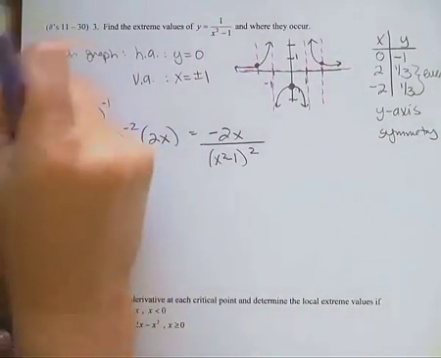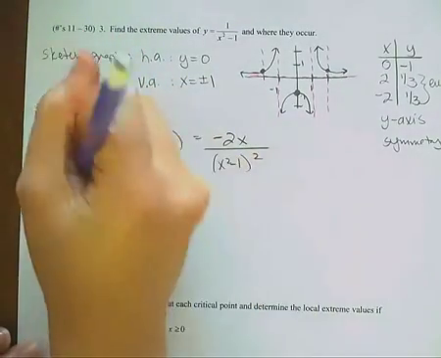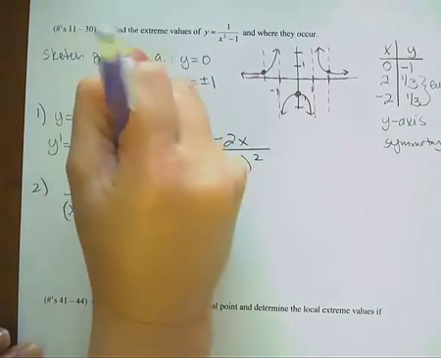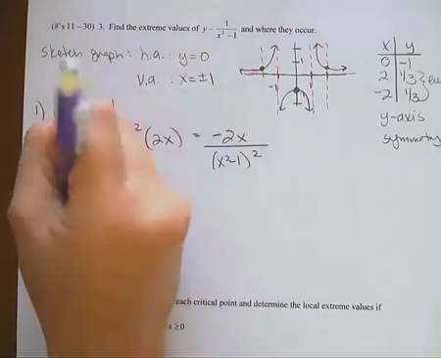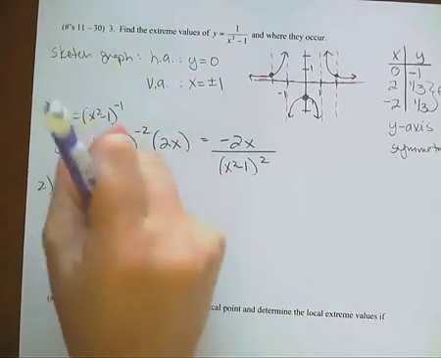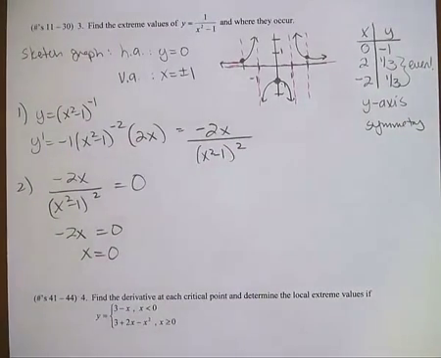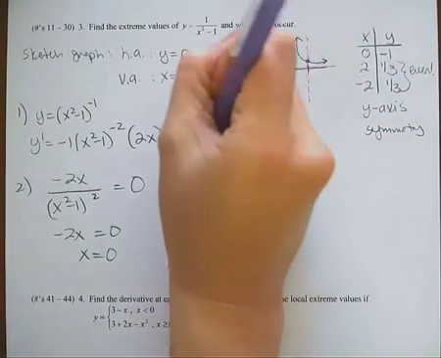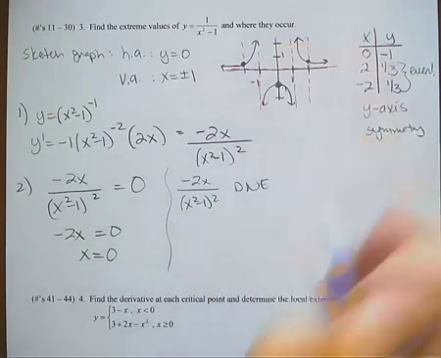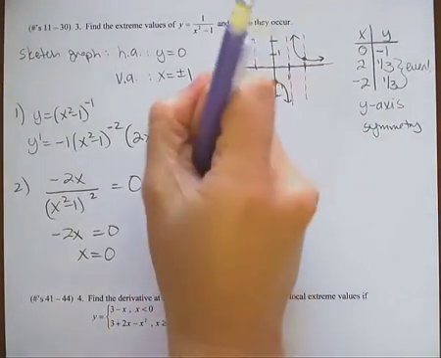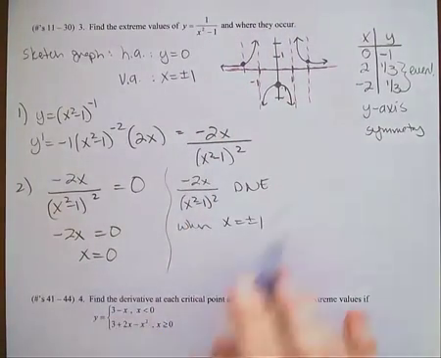Then step 2 is you figure out when the derivative is equal to 0. A fraction is only equal to 0 when the numerator equals 0, so you just set the numerator equal to 0. We can see that the derivative will be 0 when x is 0. But we also want to find when the derivative is undefined. This function will not exist when x is either positive or negative 1. So these are my critical points.